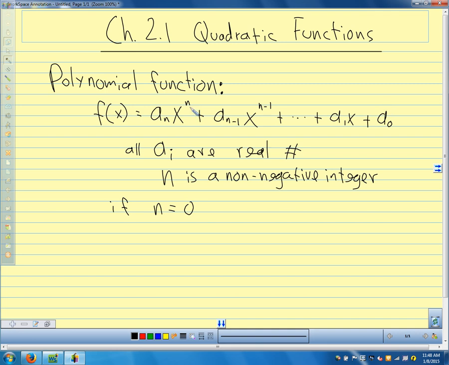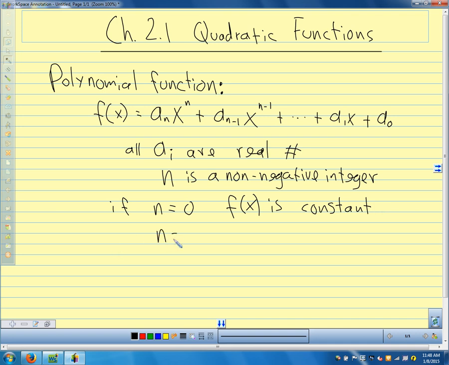So what happens if n equals 0? Our highest exponent is 0. What kind of function do we have? If n is 0, we don't have negatives, so all of these other terms go away. What's x to the 0 power? 1. So we have whatever a sub n is, whatever this number is, times 1. So we just get a constant. If our highest exponent is 0, we just have a constant function. f of x equals 2, something like that.